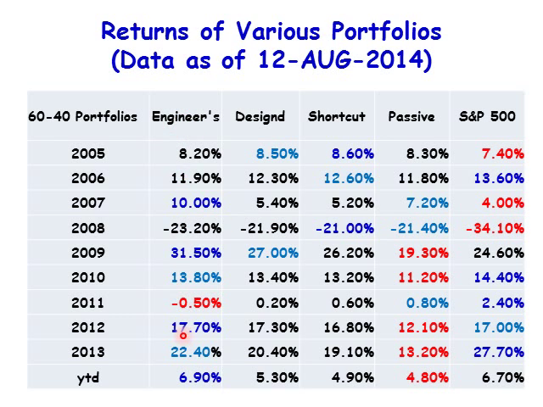So you look at this one here. The engineer's portfolio was best in 1, 2, 3, and 4 times, was second best once, and twice second best, and the worst once. The designed portfolio was never best, but it was second best twice. The shortcut was best twice, and second best once.